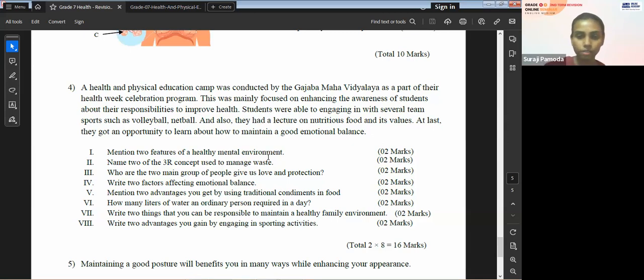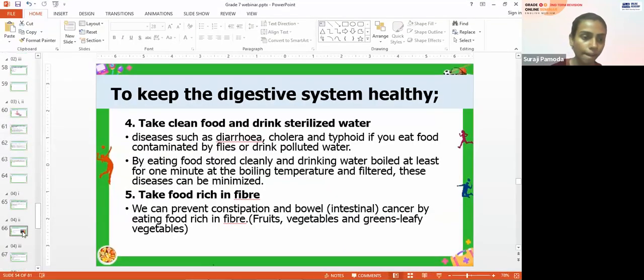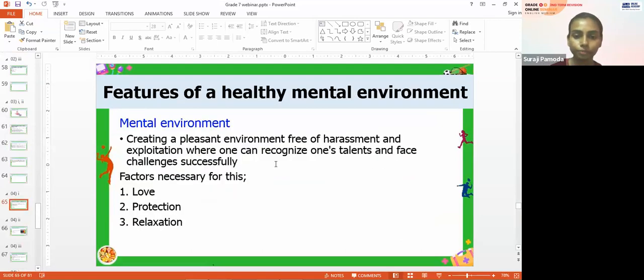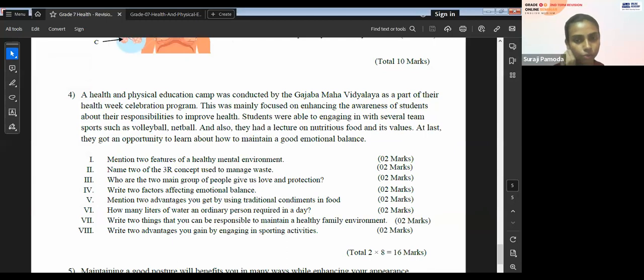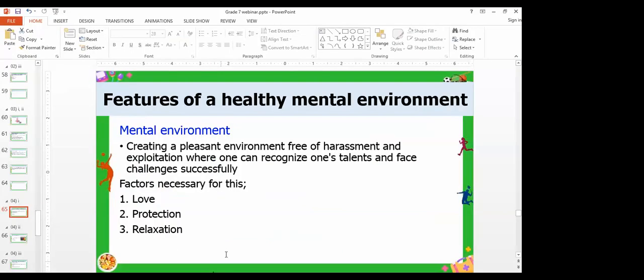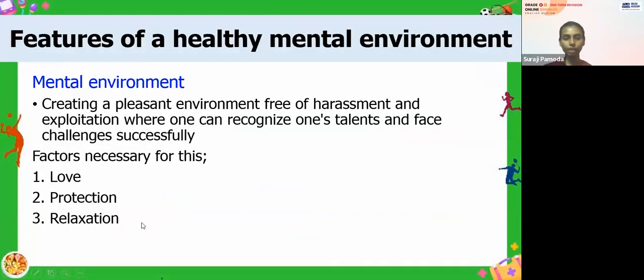So the first question is, mention 2 features of a healthy mental environment. Any answers? Clean environment. Sorry? Clean environment? Yes, it can also indirectly affect mental health, right? But there are mainly three features in a healthy mental environment. Love, protection, affection. Yes, love, protection. The other one is relaxation.